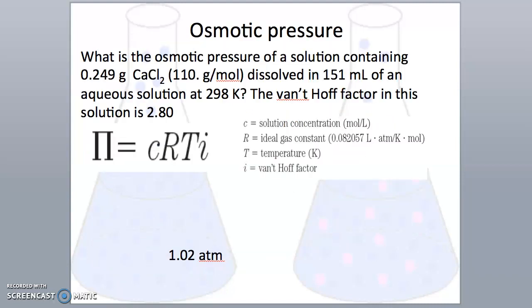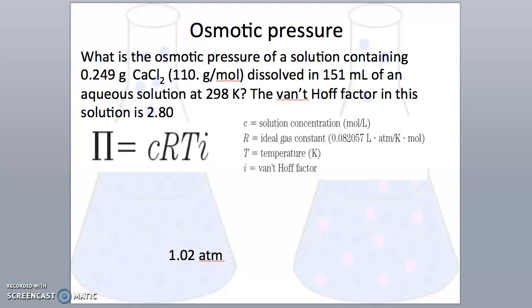So here's a problem for you to practice. We want to calculate the osmotic pressure of a solution containing 0.249 grams of calcium chloride. We have the molar mass there, and we have the volume, and we have the temperature, and the Van 't Hoff factor is given as 2.8.